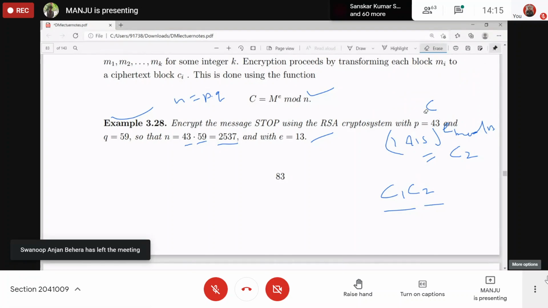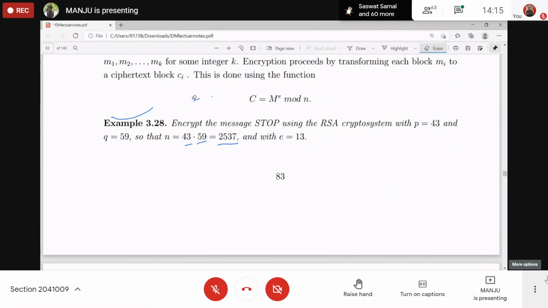So the main key is how to encrypt the message. Suppose text M is given and E is given, N is given, E is given. M is in integer format, that is the integer translation from the alphabets. That we have taken as M. Whatever the answer is when we calculate this, that is your encrypted code.